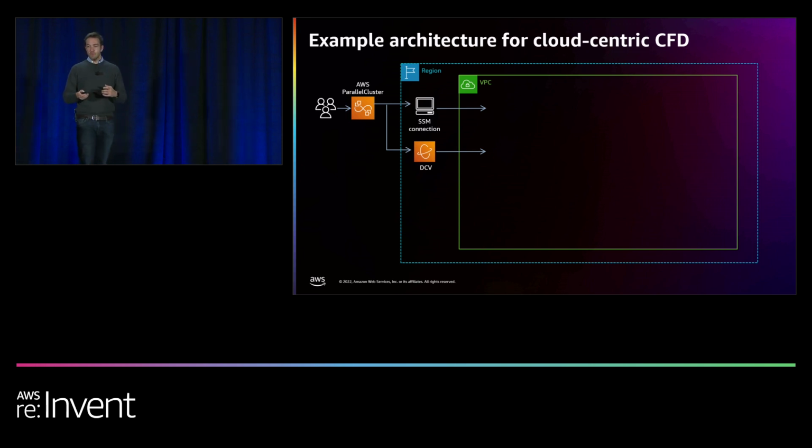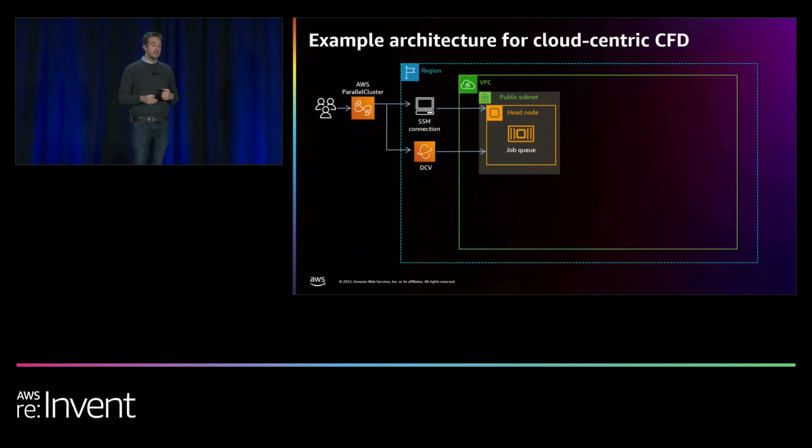Now, there are two ways I could connect to it: via SSH or SSM, or I could log on using NICE DCV, which is our remote streaming protocol, so I can have a remote session and visually interact with the machine without having to bring the data back. And then I can pick a head node, which is the thing I log into. Again, I can specify this as large or as small as I need it to be.